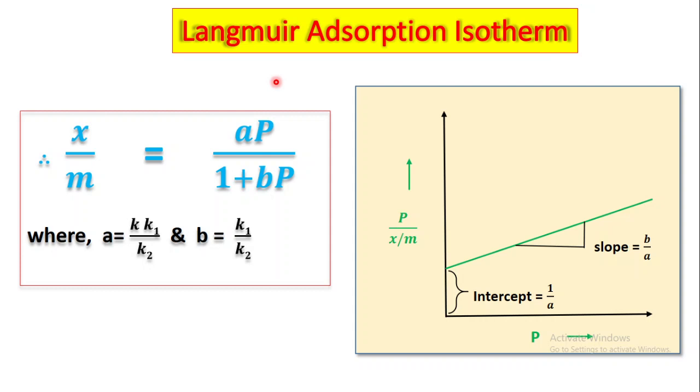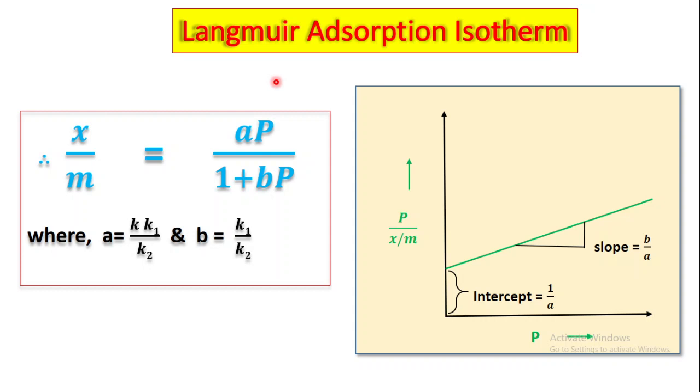Today we are going to discuss Langmuir Adsorption Isotherm. This isotherm was proposed by Irving Langmuir in 1916. In the previous session we have seen what is meant by adsorption isotherm and adsorption isobar.